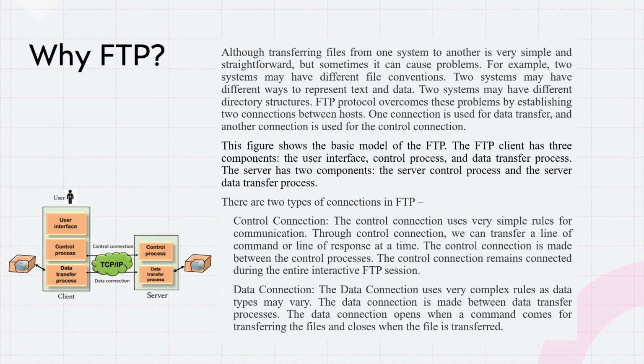There are two types of connections in FTP. First is the control connection. The control connection uses simple rules for communication. Through the control connection, we can transfer a line of command or a line of response at a time. The control connection is made between the control processes. The control connection remains connected during the entire interactive FTP session.